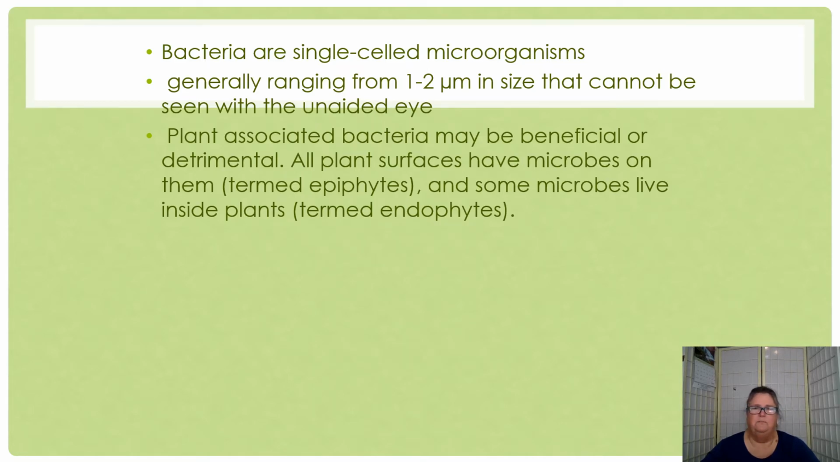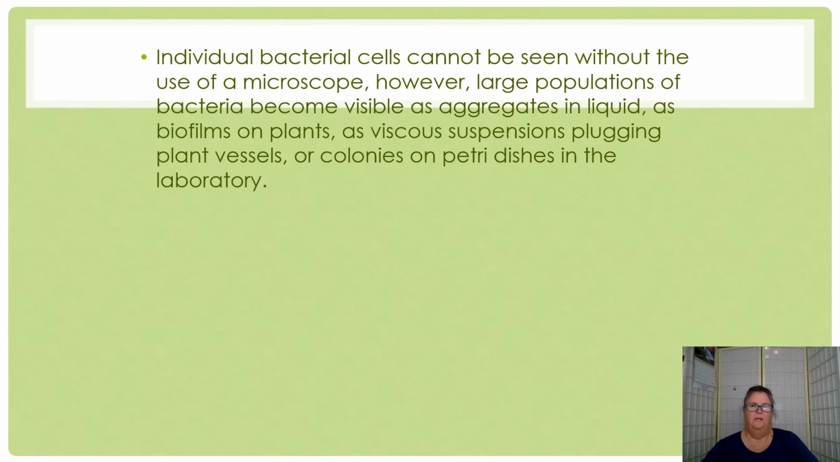Bacteria are single-celled microorganisms, and we cannot see them without a microscope. So we have both beneficial and detrimental. Detrimental means something that's not good for you. They live on plant surfaces and inside the plants. If a bacterium is on the surface of the plant, we call it an epiphyte. If it's inside the plant, we call it an endophyte.